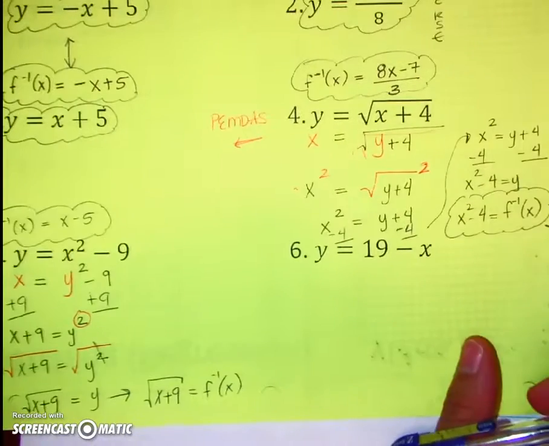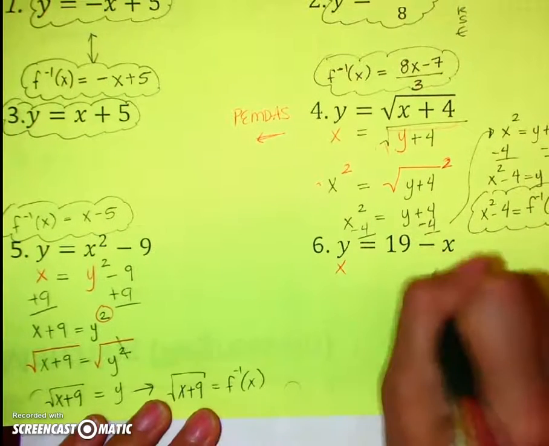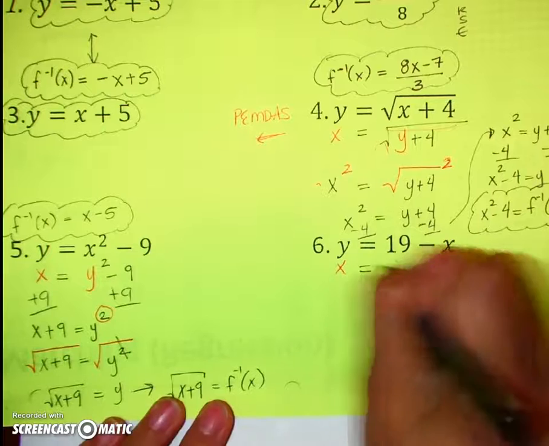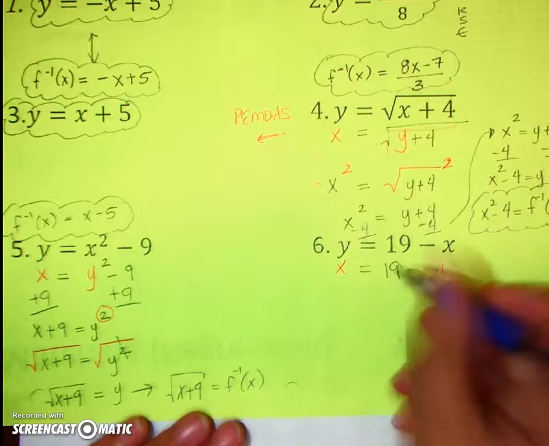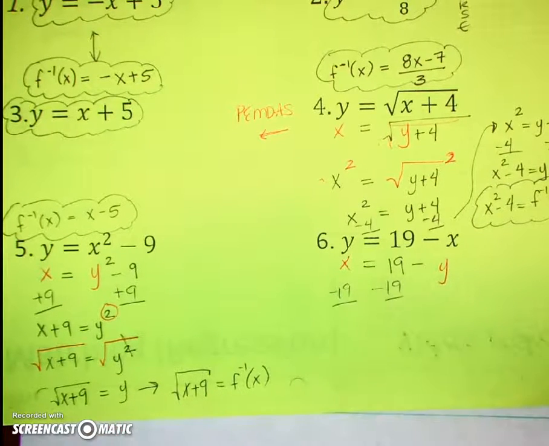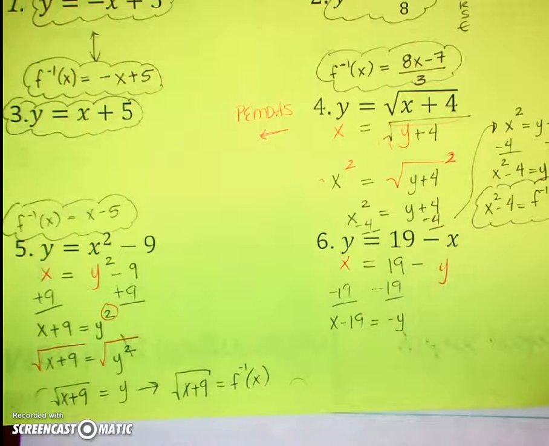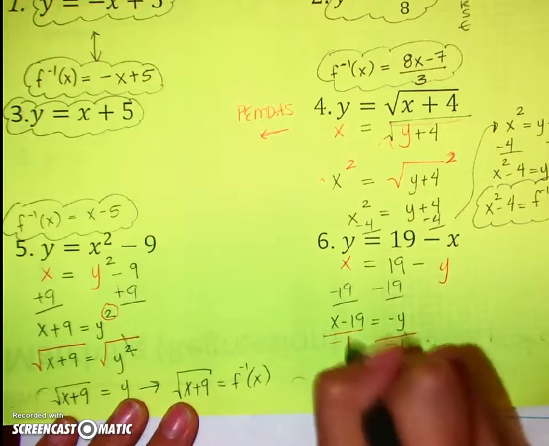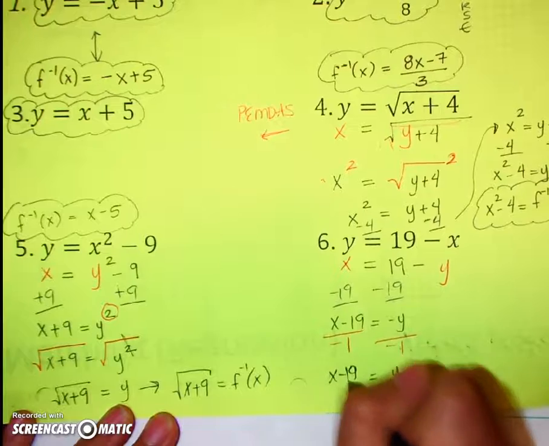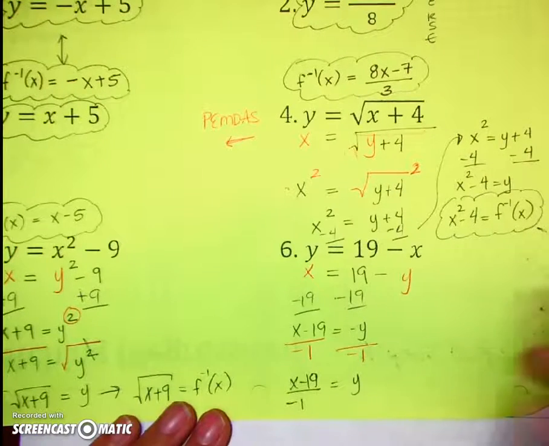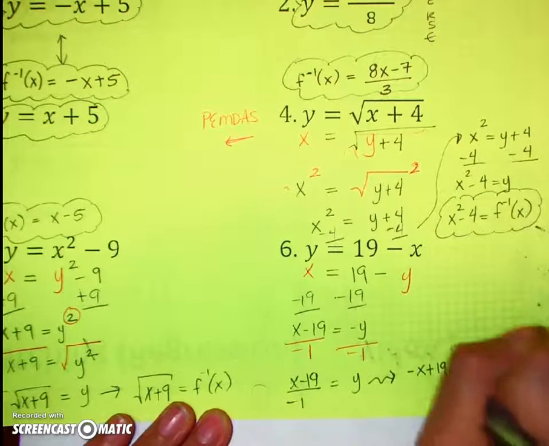And number 6, to finish this video off: you switch x and y. Everything else stays the same. And you guys should know how to solve this by now. The first thing you want to do is subtract 19 from both sides. You're left with x minus 19 equals negative y. You want to divide both sides by negative 1. So y equals x minus 19 divided by negative 1. You want to rewrite this as negative x plus 19 is equal to y.